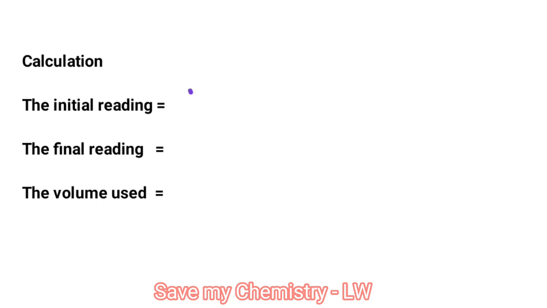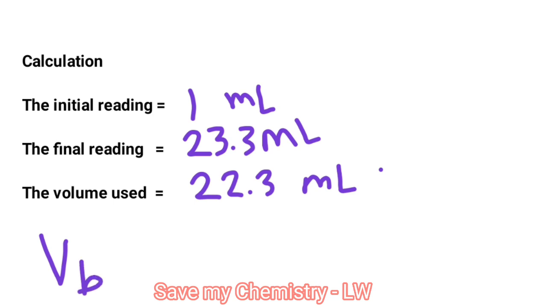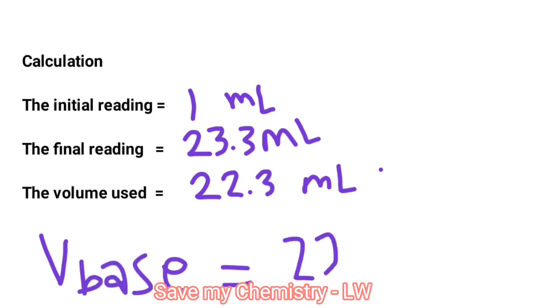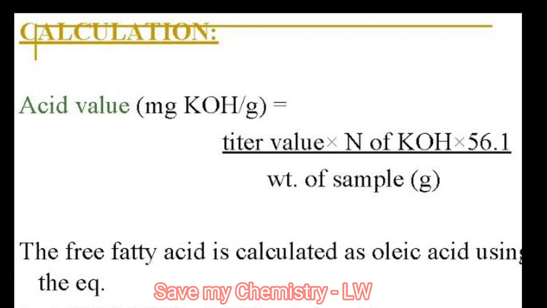Okay, the last is calculation. From this experiment, we have the initial reading is 1 milliliter and the final reading is 23.3 milliliters. So the volume used is 22.3 milliliters. So the base solution or the titrant from this experiment, we have 22.3 milliliters. And this volume will be used to find the concentration of the base solution or other calculation.